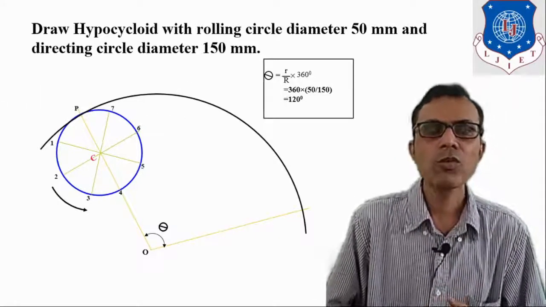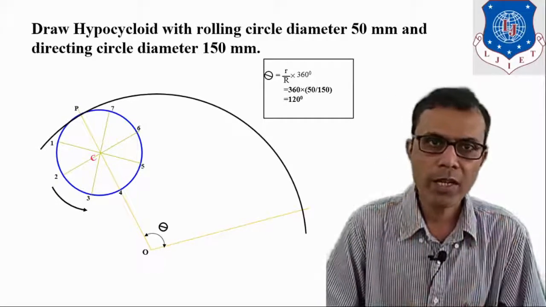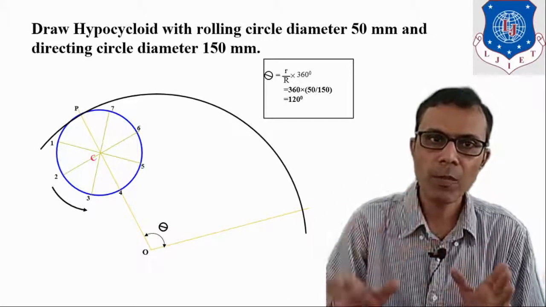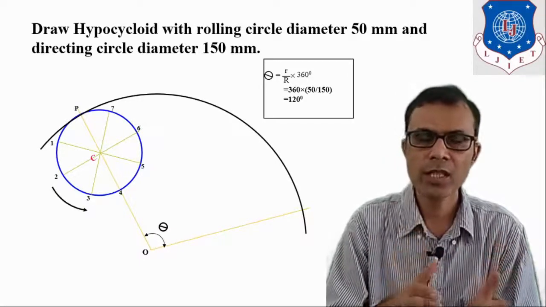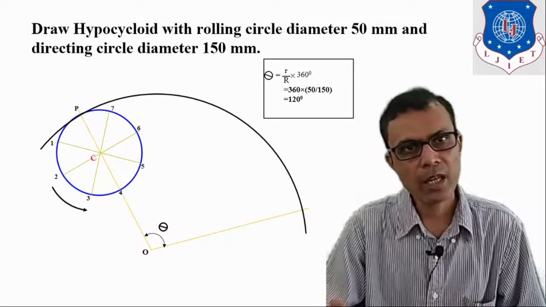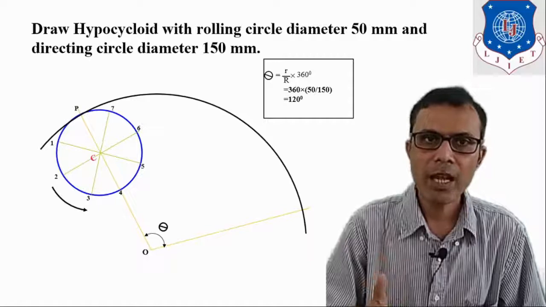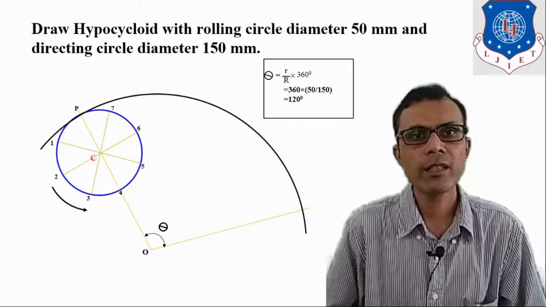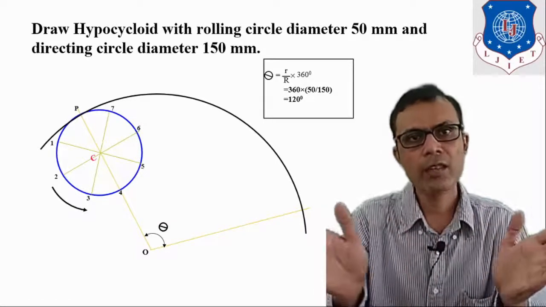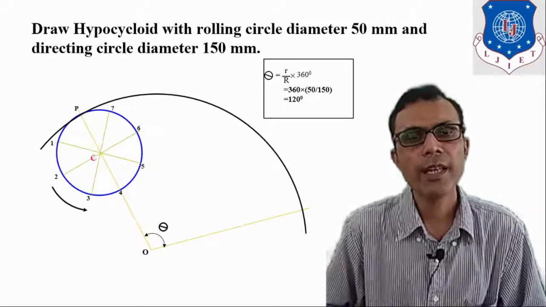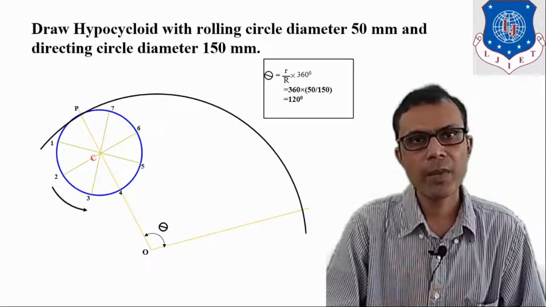Now here also the same equation we have to apply. The angle subtended by the rolling circle during one complete rotation is theta, that is given by theta equal to 360 into small r by capital R, where small r is the radius of the rolling circle and capital R is the radius of the directing circle. So here the answer for theta is 120 degrees. We have to set an angle theta of 120 degrees. So that much angle is subtended by the rolling circle when it completes one rotation.